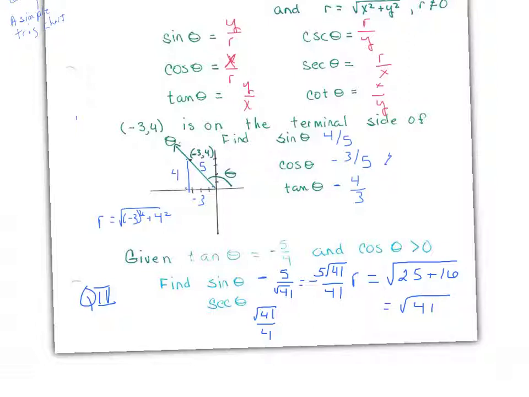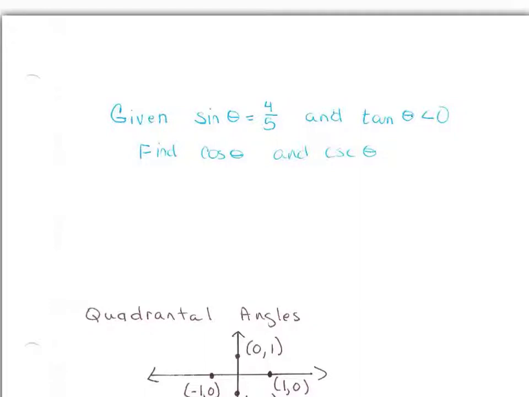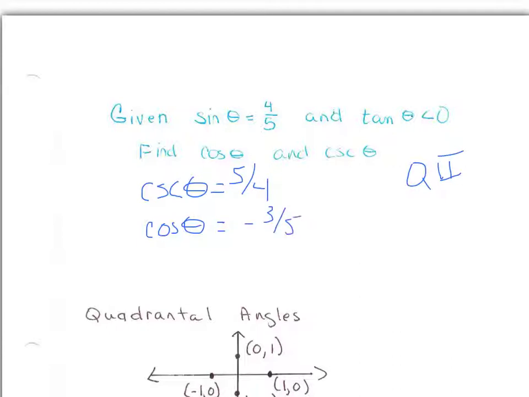Okay, let's go. All right, given that the sine of theta is 4/5. Okay, so the cosecant here is 5/4. That's easy. What quadrant are we in? Quadrant 2. So what's the cosine? What'd you say? Negative 3/5. I wasn't sure if I heard the negative.